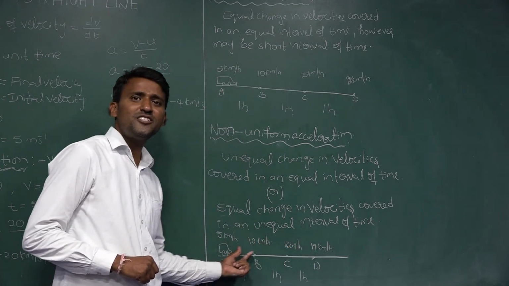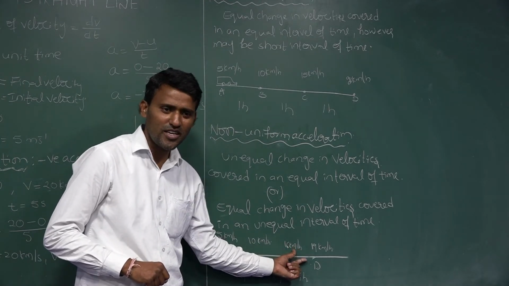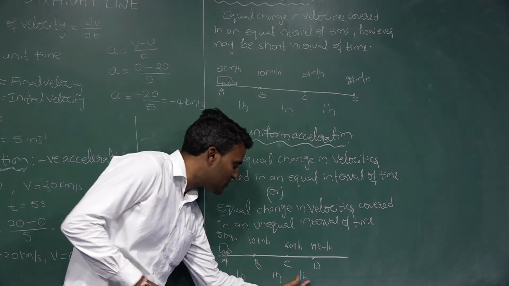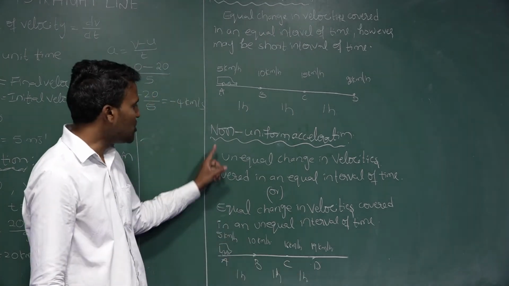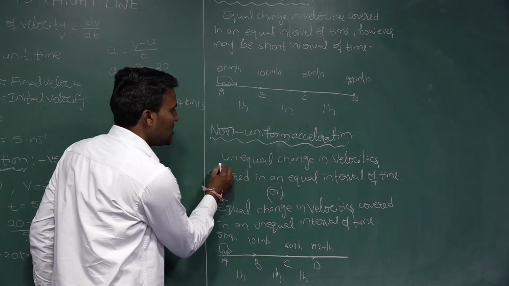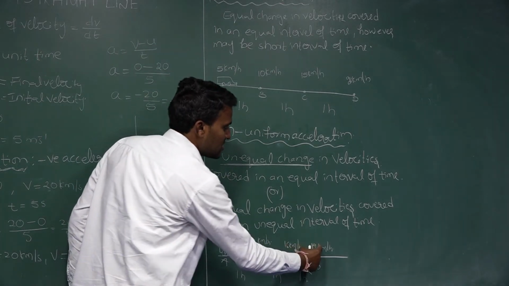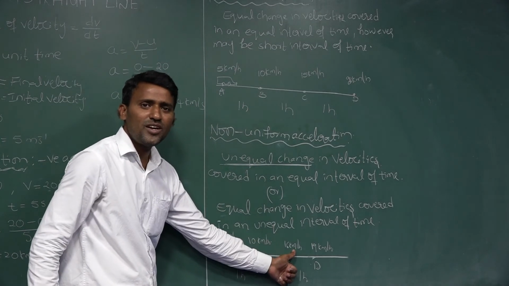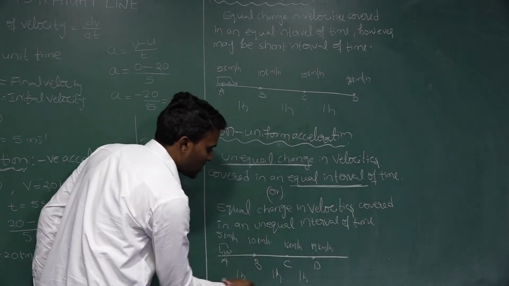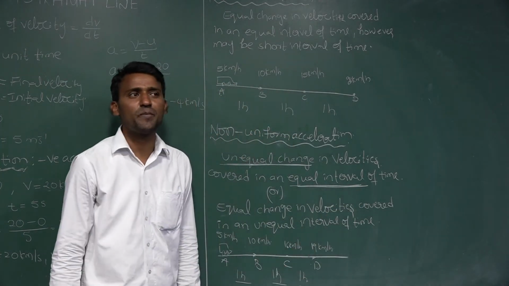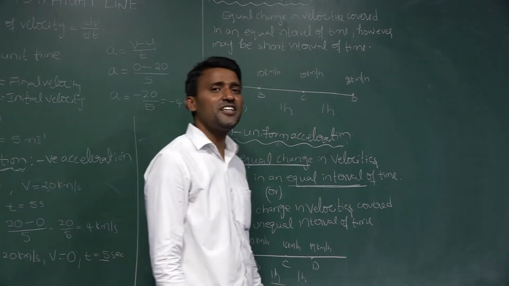Means unequal change in velocity is covered in an equal interval of the time, that is called non-uniform acceleration. See here, this is 5, 6, 3. Unequal change in velocity is covered in an equal interval of time, 1 hour, 1 hour, 1 hour. That is called non-uniform acceleration. And next one, instantaneous acceleration.